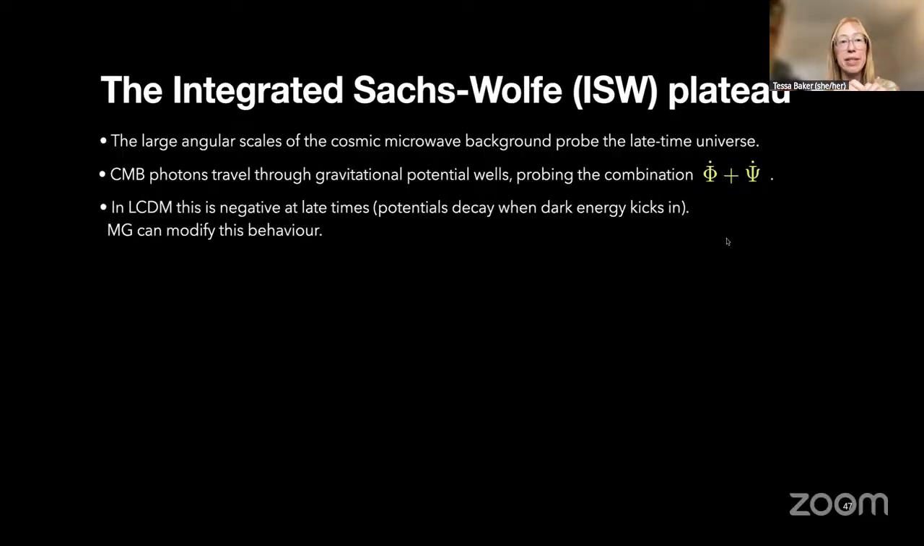Now in lambda CDM, this sum of potentials is constant during the matter-dominated era, so the derivative is 0. And then at late times in the universe, as dark energy takes over, these potentials actually start to decay. And so this combination of phi dot plus psi dot is a negative quantity. But that can be changed in modified gravity, because remember, modified gravity changes how things grow with time. And so stuff might start to decay less, for example.